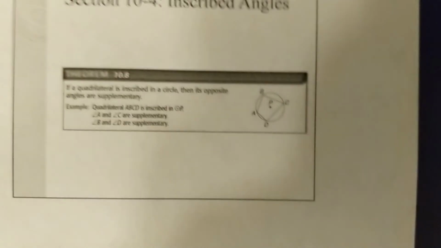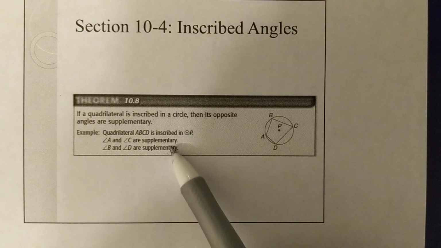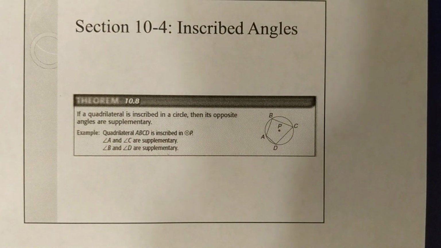I believe the last slide here is the theorem about that. So, yep, there you go. 10.8: if a quadrilateral is inscribed in a circle, then its opposite angles are supplementary. So that means they have to add to, remember, supplementary means adds to 180. And that is the end of the section.